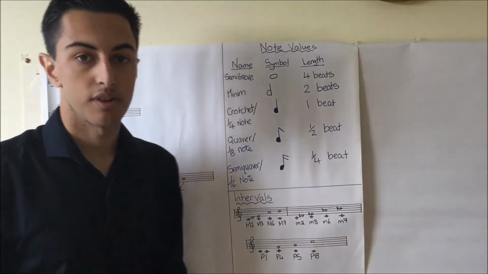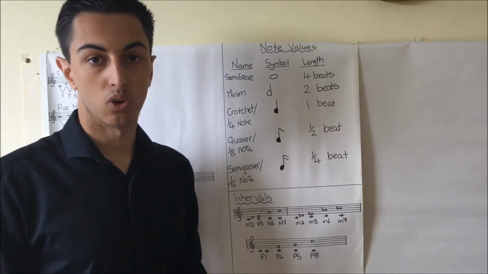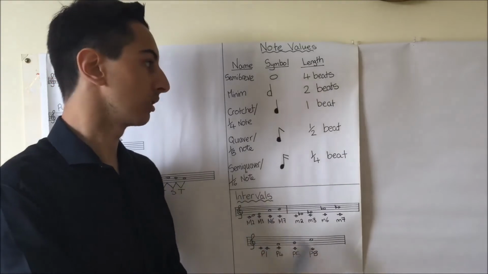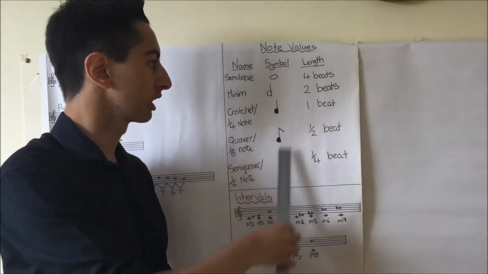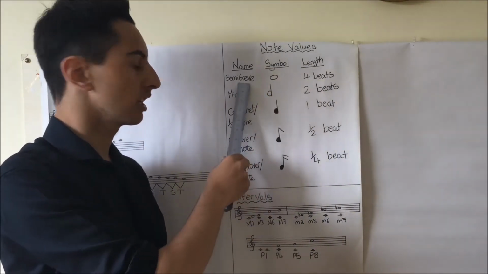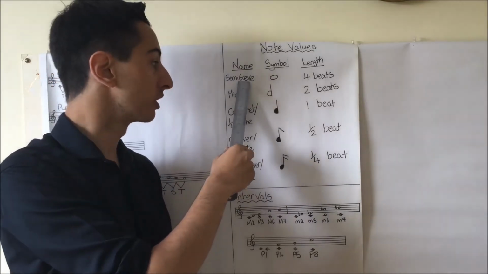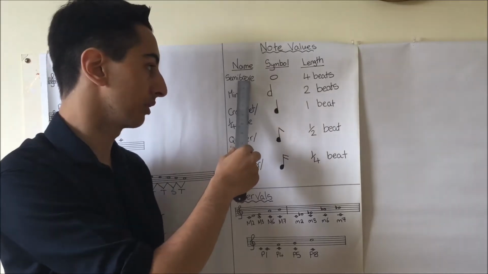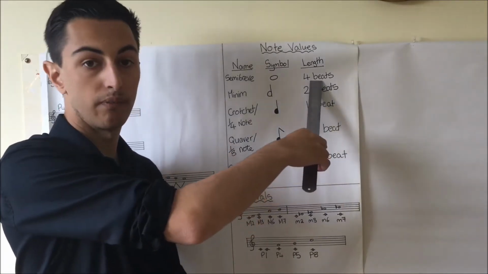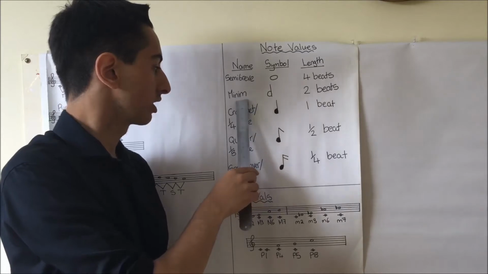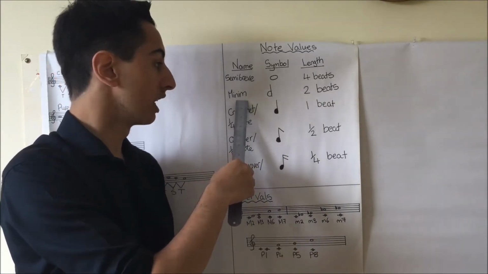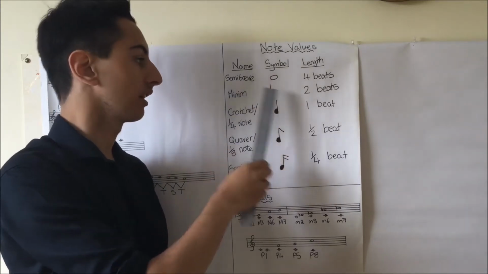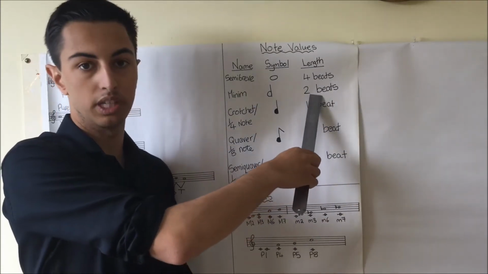Note values are extremely important when it comes to reading or writing music. Here's a list of the most common note values found in Western music and their respective symbols and lengths. Firstly is the semibreve or whole note, and this is the most common longest note that you'll find in Western music, lasting for a total of 4 beats. Next is the minim or half note, and is so called because it's half the length of the semibreve, lasting for a total of 2 beats.